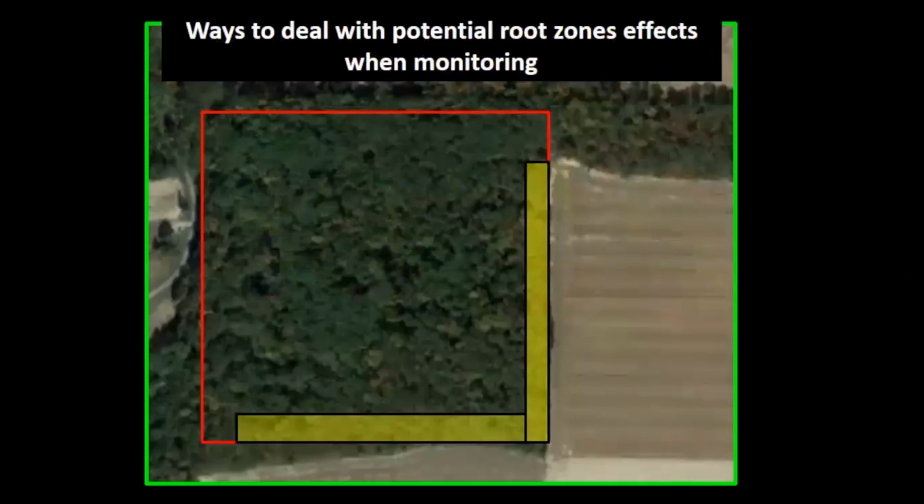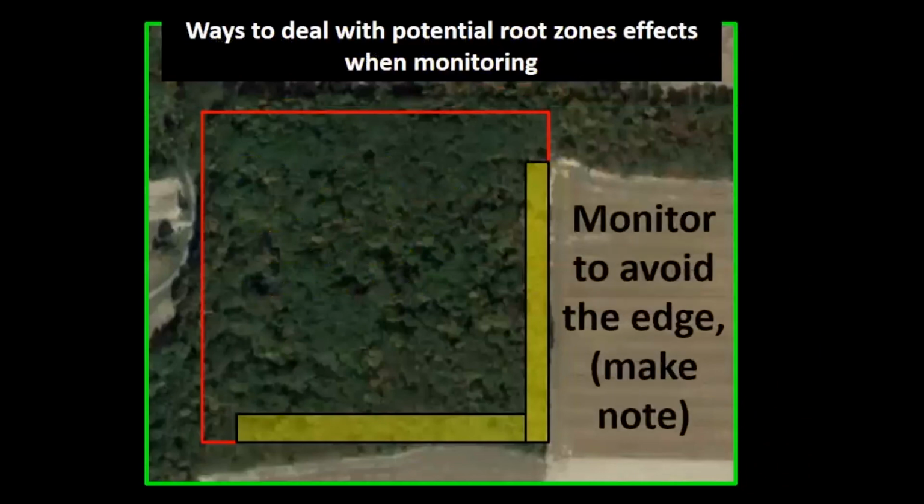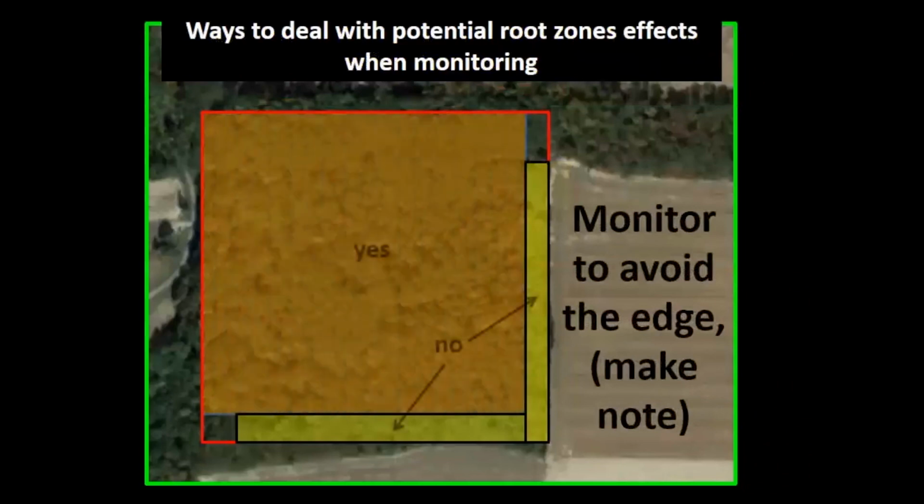So, ways to deal with these potential root zone effects when we're monitoring. One way is to monitor to avoid the edge. We just monitor the site, but we avoid those edge areas. If you do that, you want to make a note of the fact that that's the way you proceeded in the monitoring effort. That is, I monitored this site, but none of my results are from the edge area that adjoins cropland.